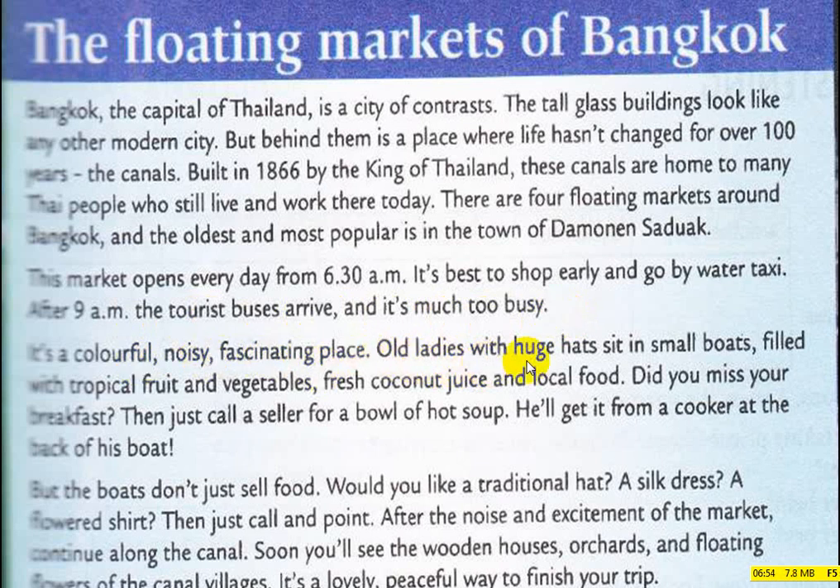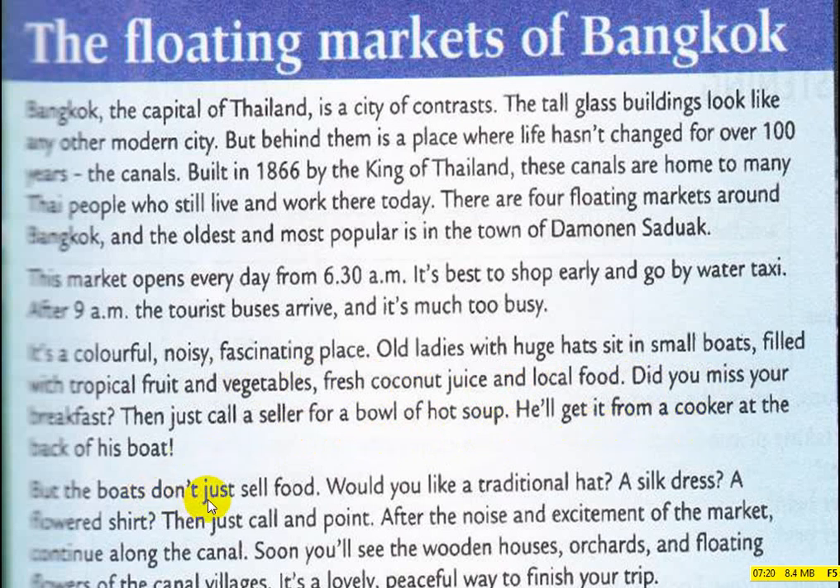Old ladies with huge hats sit in small boats filled with tropical fruit and vegetables. Tropical means tropical. Fresh coconut juice and local food. Did you miss your breakfast? Then just call a seller for a bowl of hot soup. He'll get it from a cooker at the back of his boat.